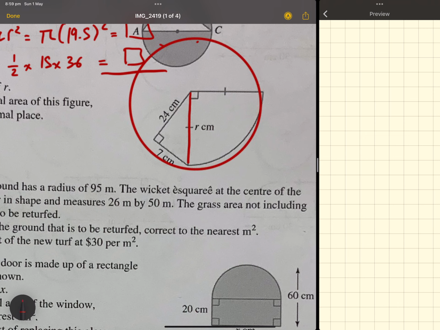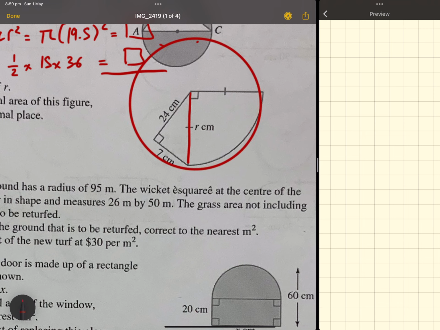So again, we're going to use Pythagoras. So I'm going to say r squared, that's the hypotenuse, right? It's equal to 7 squared plus 24 squared. So therefore r is equal to the square root of 7 squared plus 24 squared. And let me see what that is. 7 squared plus 24 squared, and that's going to give you 25. So r is equal to 25.